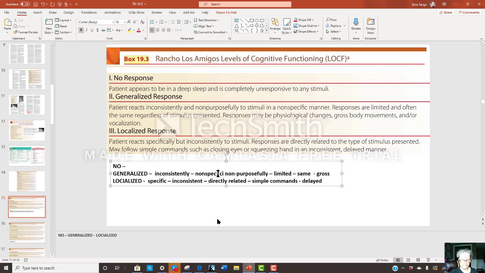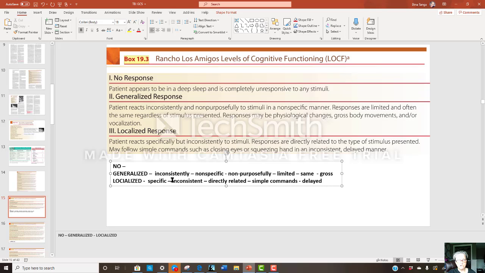I'm always transposing letters. You know, it's horrible. See why I do this off camera? Okay, non-specific. We have specific here, right?